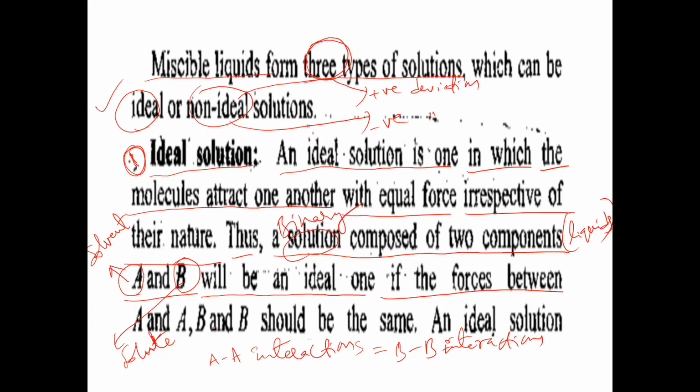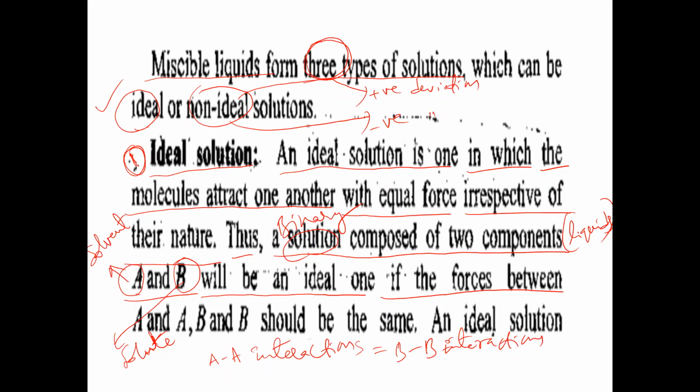Ideal solution. What is the condition here? If A and A interactions are the same as B and B interactions, it means the force of attraction between A and A must be equal to the force of attraction between B and B.